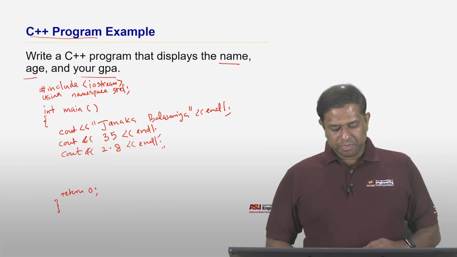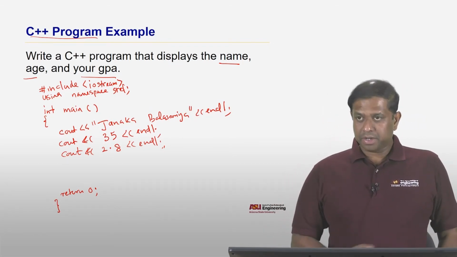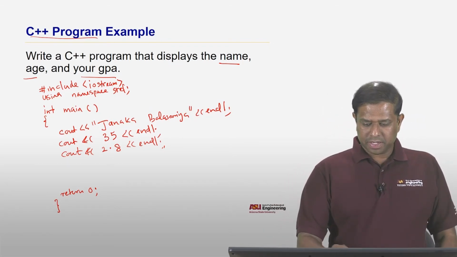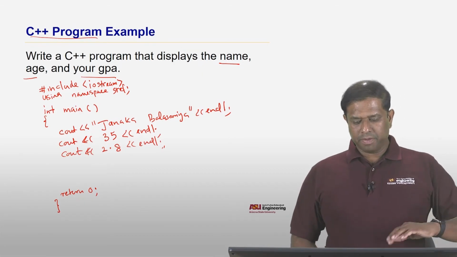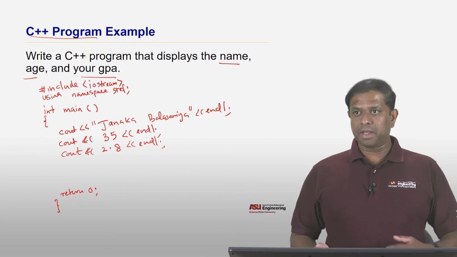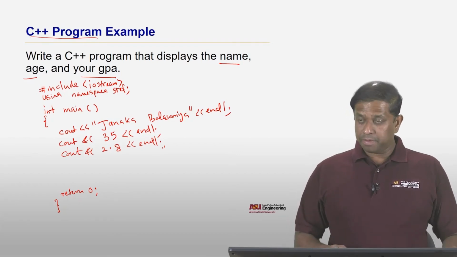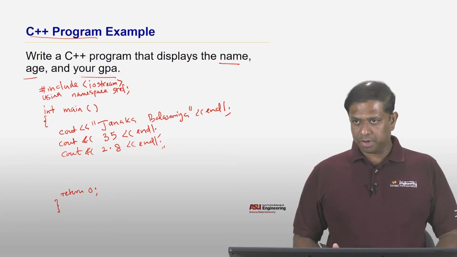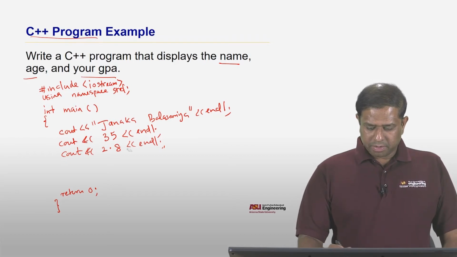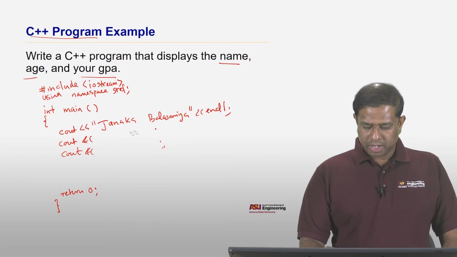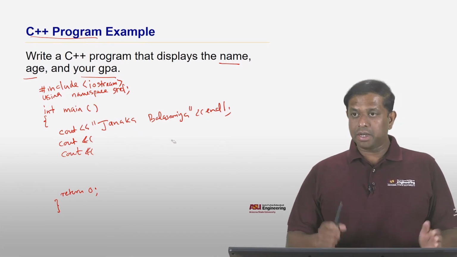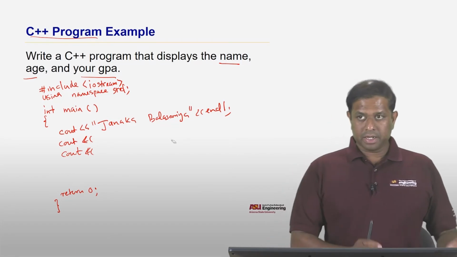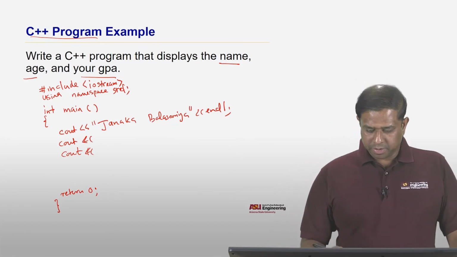Now this doesn't look very good in terms of the output. We know that this is a name, but we really don't know what these numbers are. So we can make this program a little bit better by giving more meaningful information as we display the output. To do that, I'm going to remove this part and add a little bit more text into it, saying now I'm displaying age, and now I am displaying GPA, and so on and so forth.